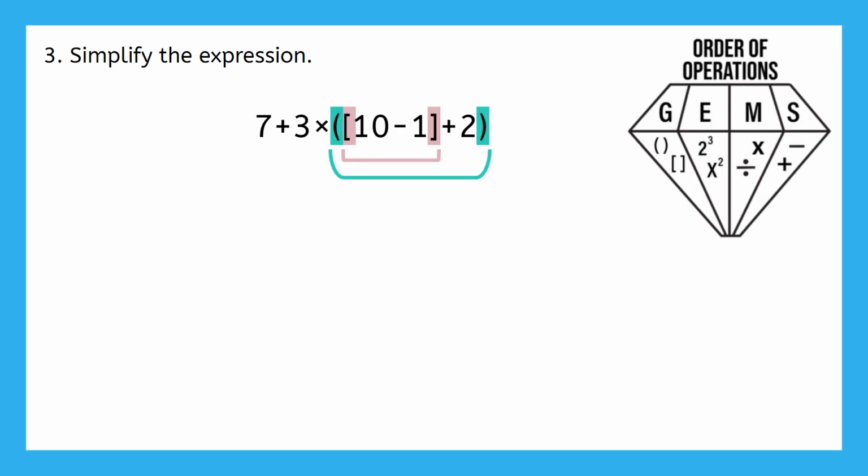Whenever you come across a case of groupings inside another grouping, you should always work on the innermost set first, and then work outward. In this case, we have a set of brackets within the parentheses, so we'll first tackle what's inside the brackets. Inside the brackets, we have 10 minus 1, which equals 9, so we'll record 9 right underneath that section of the expression, and then bring down the rest of the unsolved pieces.